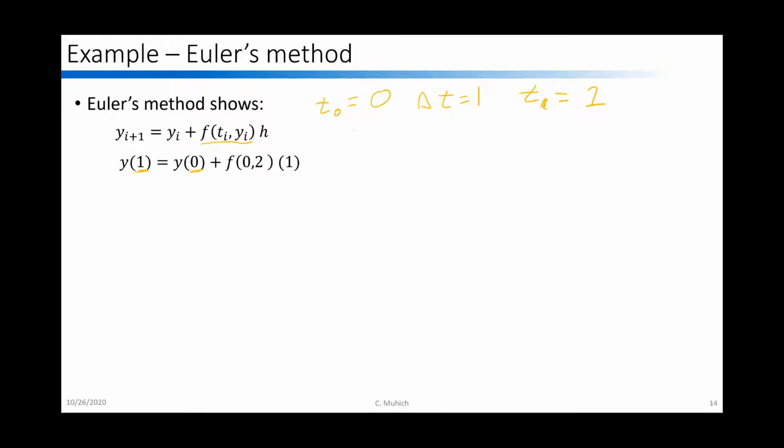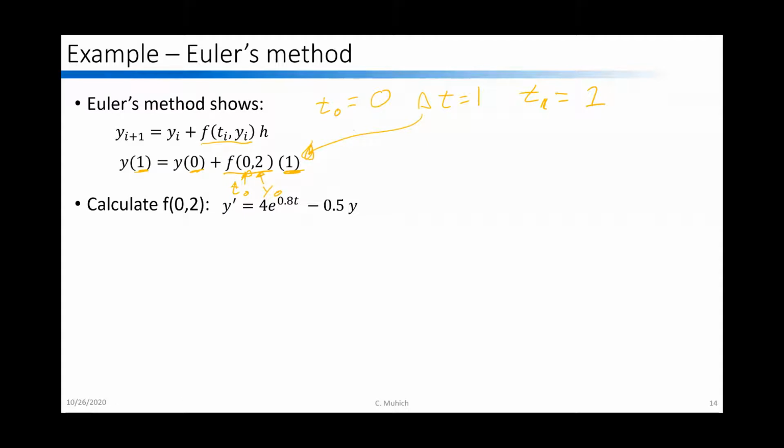So I can put down in this case y at t equals 1 is y at 0 plus my function at 0 and 2. Remember, this was our initial t naught and our y naught, and then times my step size. So my dt is 1. My step size is 1. So the only thing that I need to calculate is what f of 0 comma 2 is.